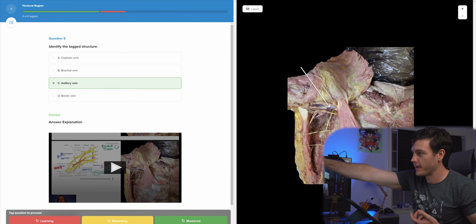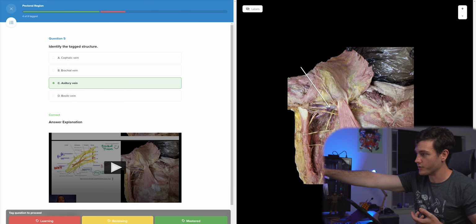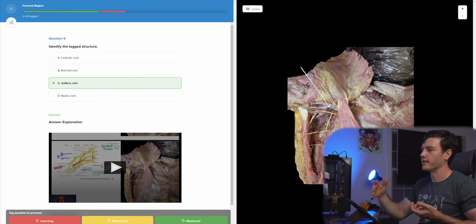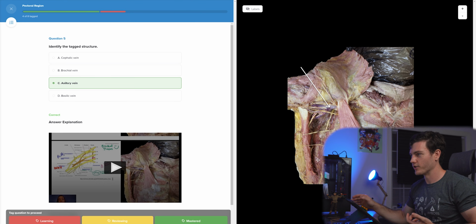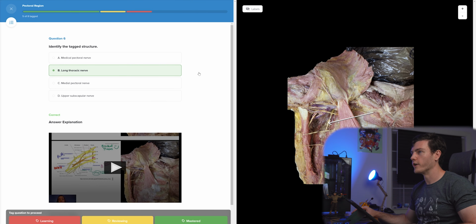So if you see a pin tagged in this vein, and you see it's coursing underneath the pec minor, then doing this quiz as well as practicing during the cadaver lab will really reinforce that relationship so that you get that right during the actual lab practical. But because we weren't completely sure about that, we're just going to hit reviewing.